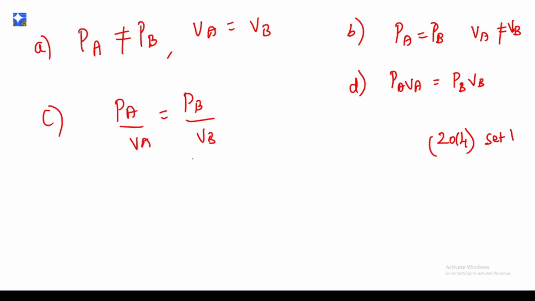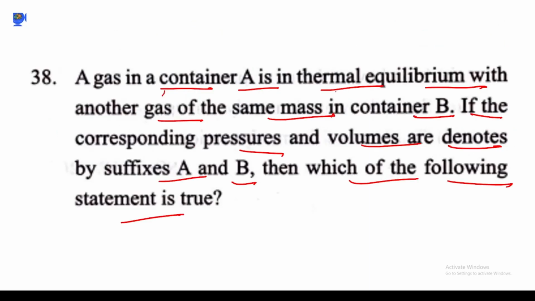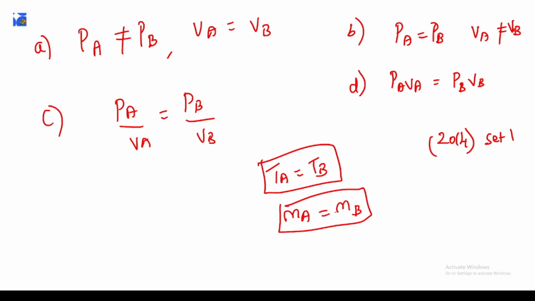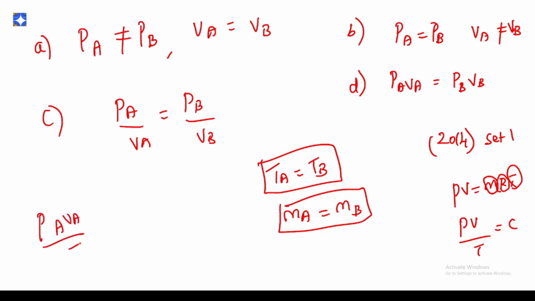So we have been given two statements. It is clearly said that they are in thermal equilibrium with each other. So I can say that my TA is equal to TB. And one more clue has been given in the question, that mass of A gas equal to mass of B gas. In both the containers, the mass remains the same. So we already know that PV equal to MRT, right? So I can say that this is already a constant. Now this is also a constant. This is also a constant. So I can say that PV by T is equal to constant. Or I can say that PA VA by TA should be equal to PB VB by TB.